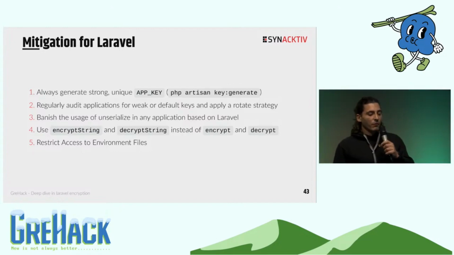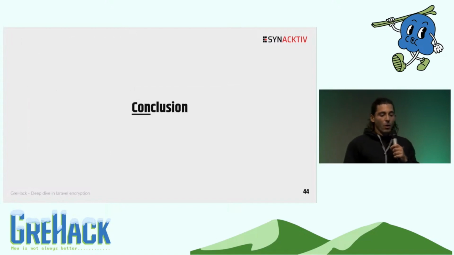Banish the usage of unserialize in any application based on Laravel to define fewer attack vectors, and use functions that manipulate strings, encryptString and decryptString, instead of encrypt and decrypt, because they are more secure for the application. And finally, the most important: restrict access to your .env file to be sure it is not indexed or retrievable by an attacker on the web.